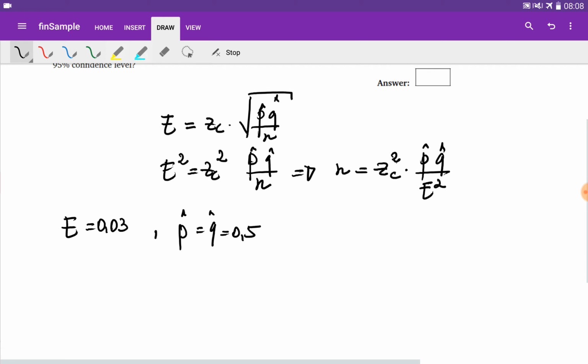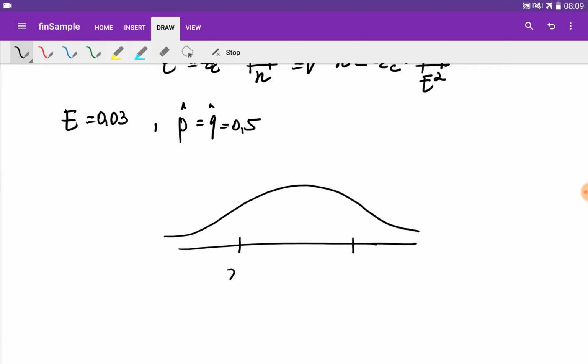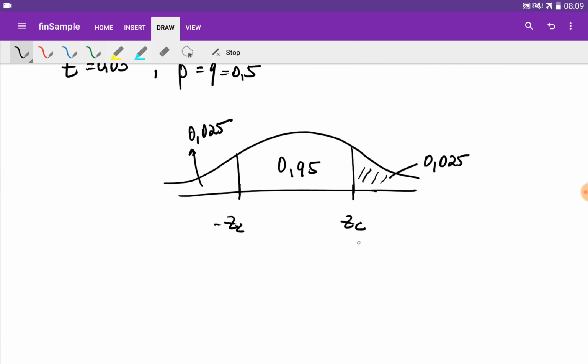And the critical point is going to be found using the confidence level. So we are given 95% confidence level. It means that the area between the two critical points is equal to 0.95. So it means that this area here is equal to 0.025 and this area here is 0.025. So we need to find the critical point ZC, which corresponds to the area until the ZC being equal to 0.975, and we can find this critical point.